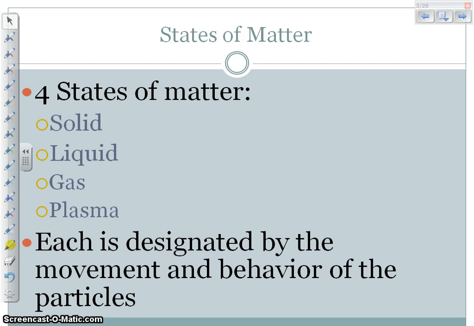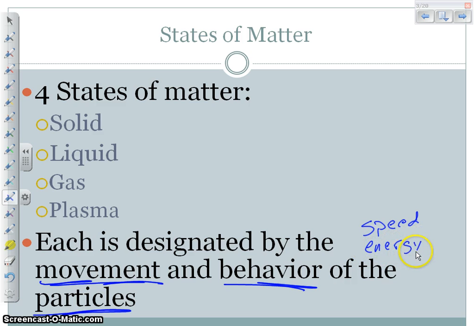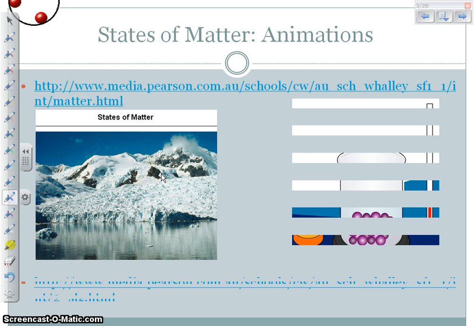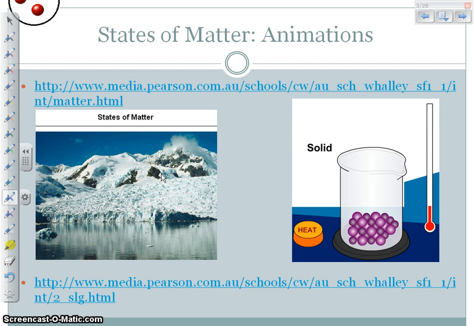And we have four states of matter that we're going to get into. Solids, liquids, gases, and plasma. And the thing that distinguishes one from the next is the specific movement and behavior of the particles. We're going to talk about the speed that the particles travel in and the energy that the particles actually have. And the difference in speeds, the difference in energy is what really dictates the state of matter that an object is in.